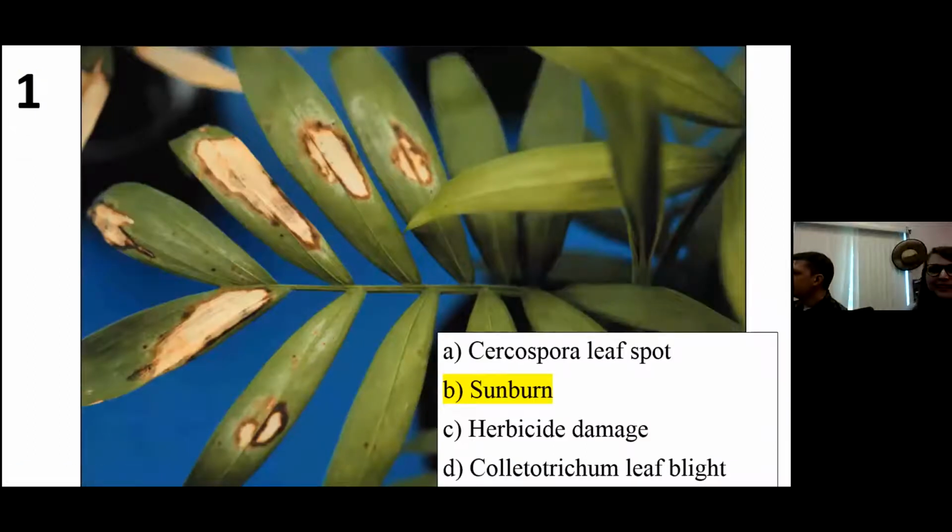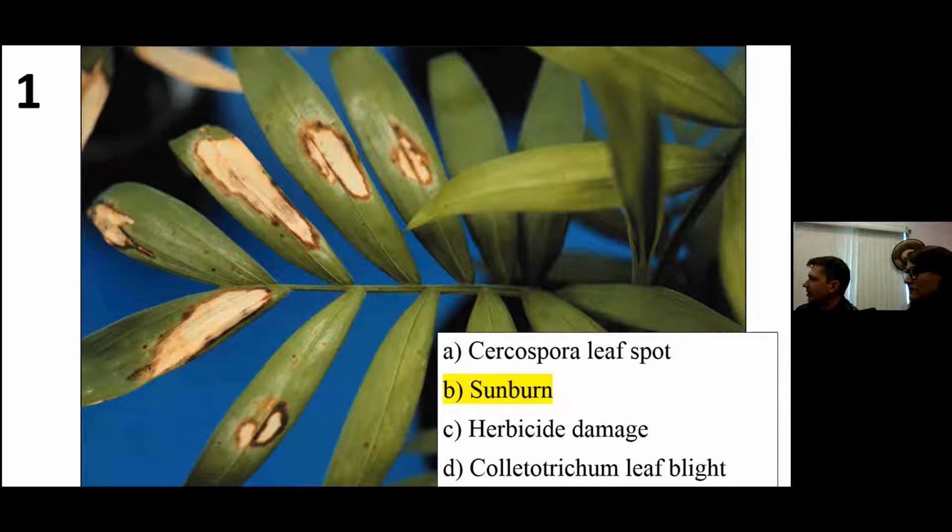So the first picture was actually sunburn. And then John, you want to talk more about the answers? Yeah, it does look a lot like some of these diseases, some foliar diseases. But almost half of you got the right answer here.